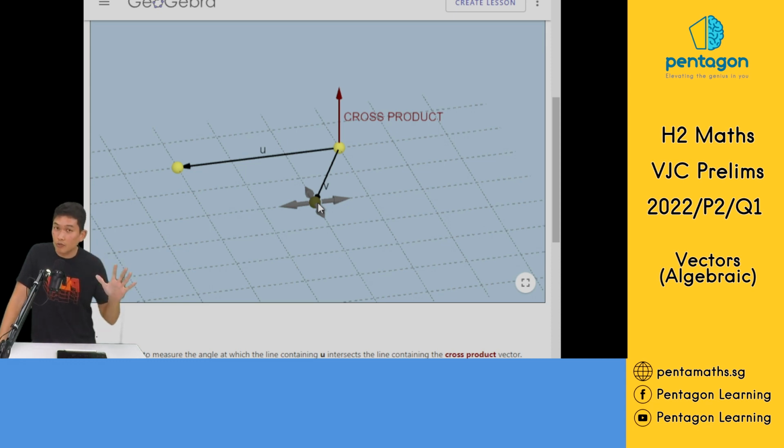I'm going to move v around. Again, I'm going to keep u fixed. I'm just going to move v and notice what is happening when I move v. I'm moving v in a very specific way, right? And I want you to pay attention again to the size of the cross product arrow. Can you see what I'm trying to do? What is the pattern over here?